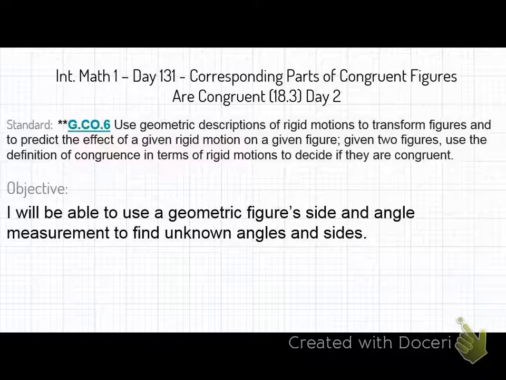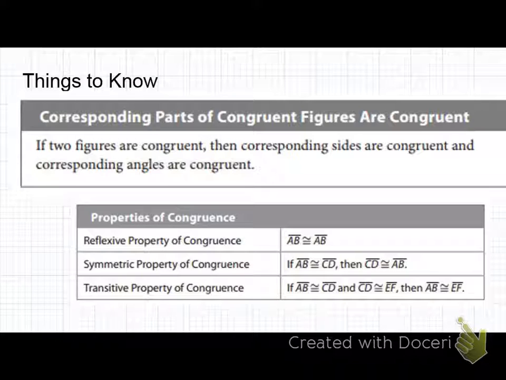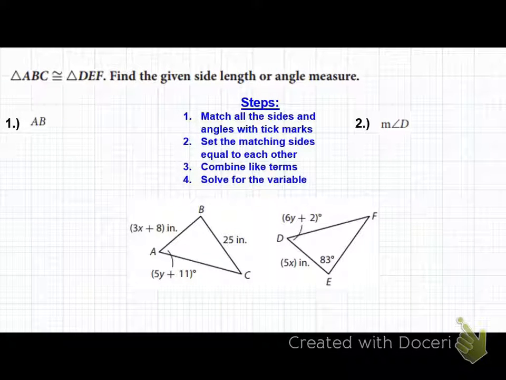All right. So these are the rules from last week. We have the corresponding parts of congruent figures are congruent. So we know that. We just explained that, and these are the properties. We're just going to move on here, okay? So watch me do numbers 1 and 2, and then we will work on some together, okay?